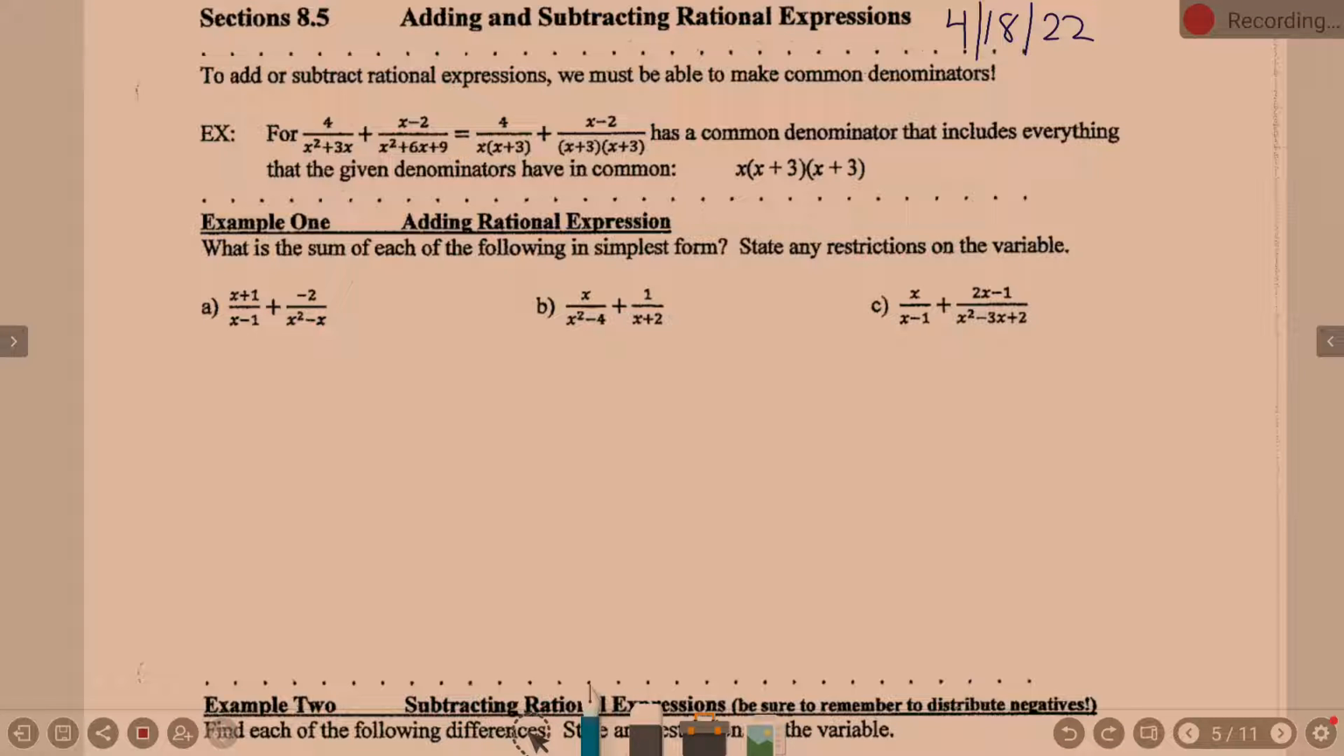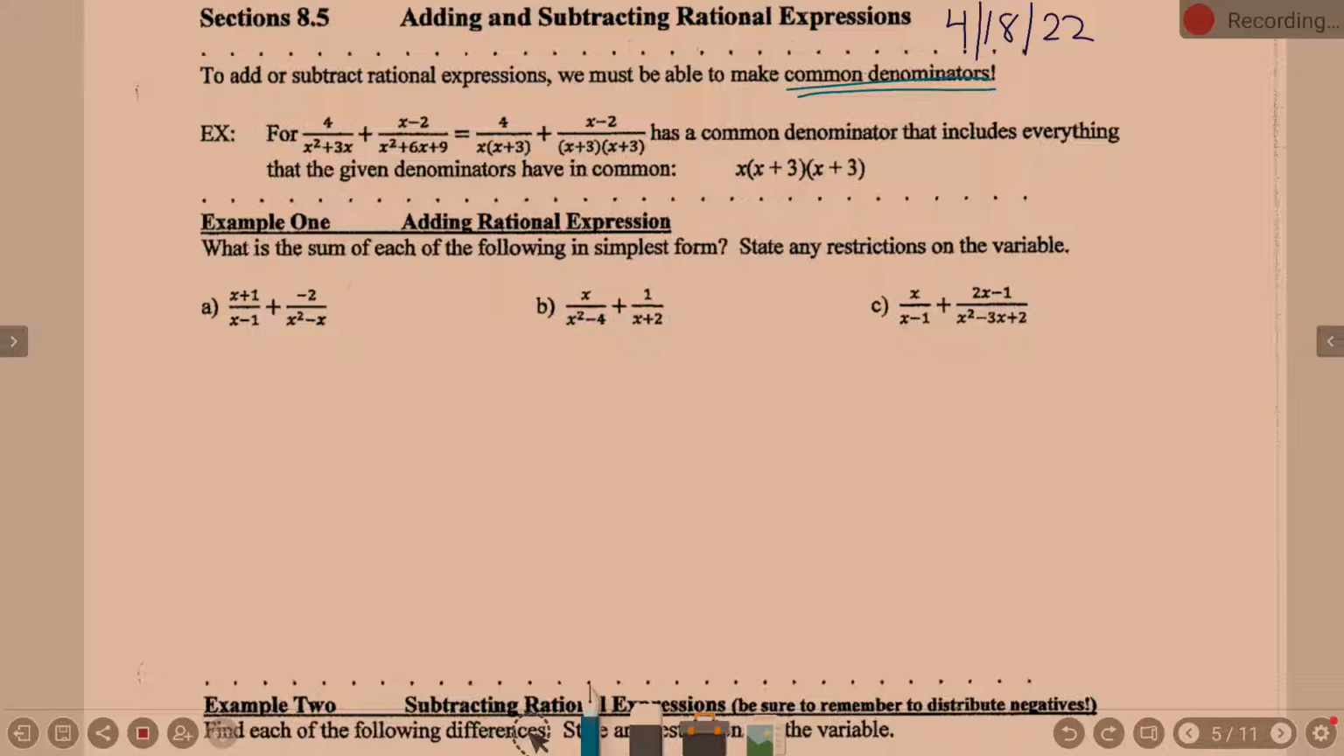Lesson 8.5 is still dealing with rational expressions, except instead of simplifying, multiplying, and dividing, we're now adding and subtracting. Okay? So there is still a great deal of factoring involved. We still have to be able to factor, but how do we add and subtract fractions? We have to have a common denominator, don't we? In order to add and subtract fractions, we need a common denominator.